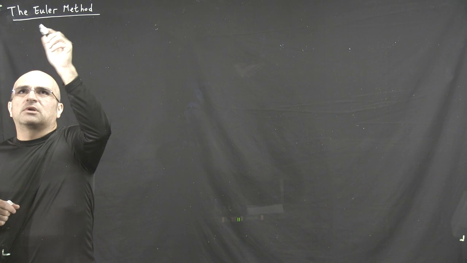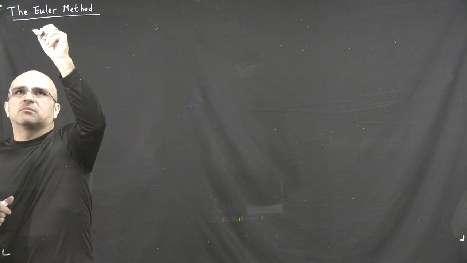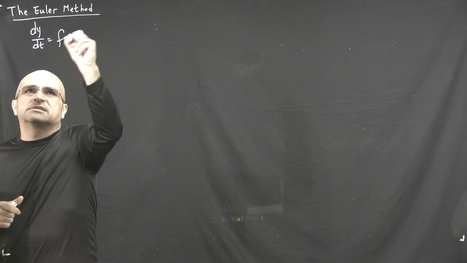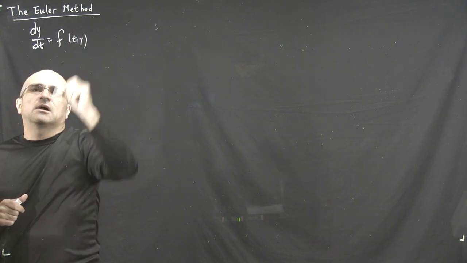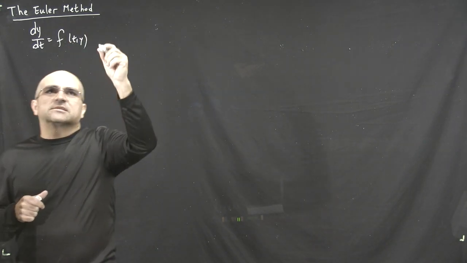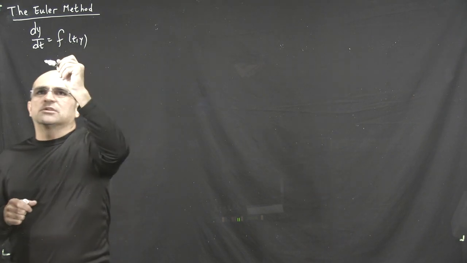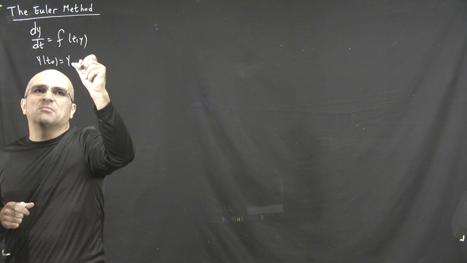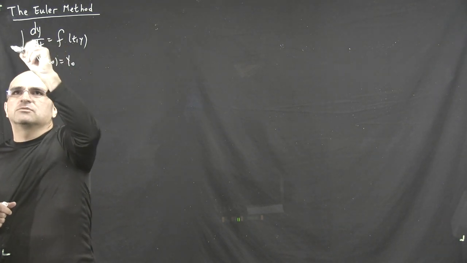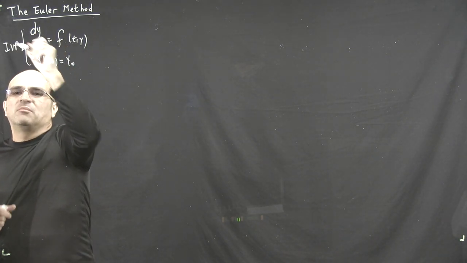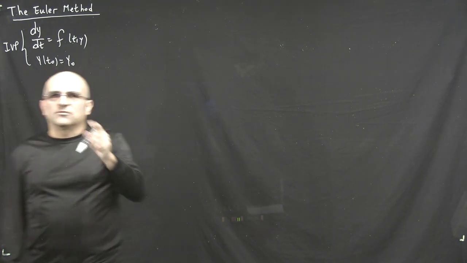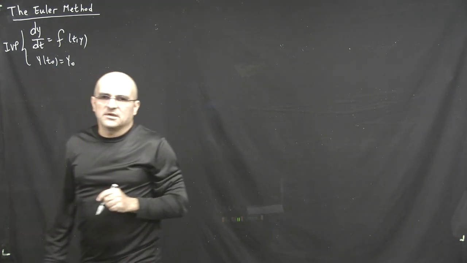So the type of problem we're going to deal with is an initial value problem. So let's say dy/dt, a first order ODE in the standard form, is given together with an initial condition. So let's say y of t naught equals y naught. So this is an initial value problem. Remember, in most of the problems, t naught is equal to 0, right? I mean the initial time.